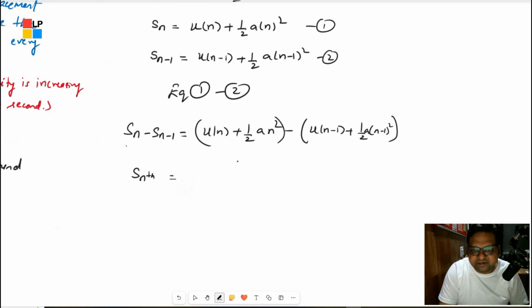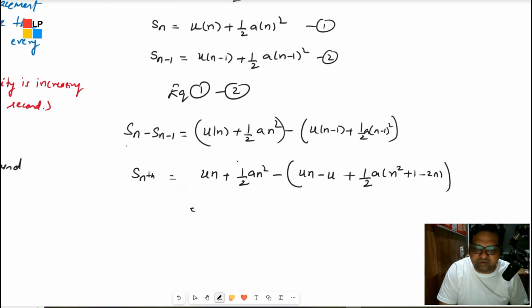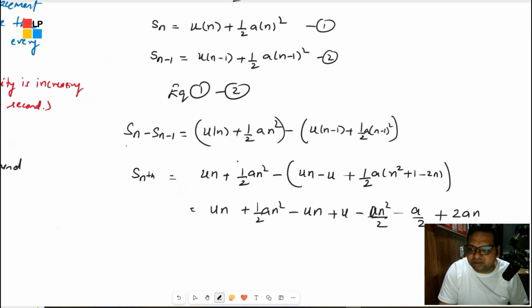Okay, the nth term u_n will be the same, no change here. If you just multiply this, it will be u n minus u plus half a, let's expand this again: a(n² + 1 − 2n), that's a simple formula. Now this will be u n plus half a n² minus u n plus u, and all will be subtracted, like minus a n² by 2 minus a by 2, and because of minus and minus plus, that will be 2an by 2.